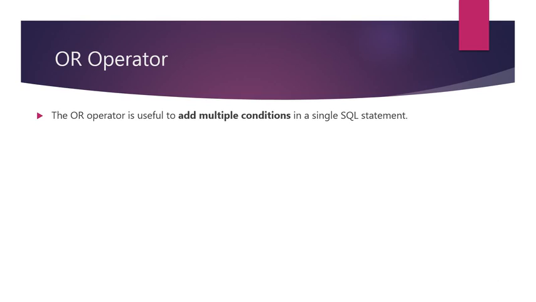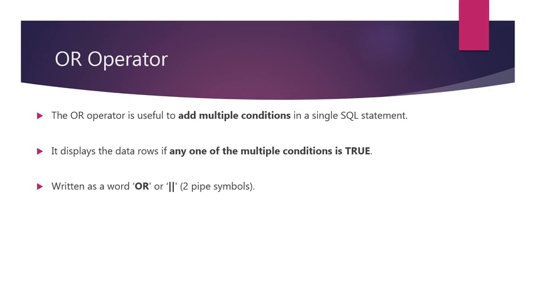Similar to AND operator, the OR operator is useful to add multiple conditions in a single SQL statement. It displays the data rows if any one of the multiple condition is true. If all the conditions are false, the SQL statement won't return any result set. The OR operator can be written as a word or two pipe symbols without space.